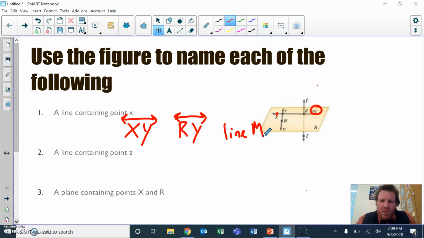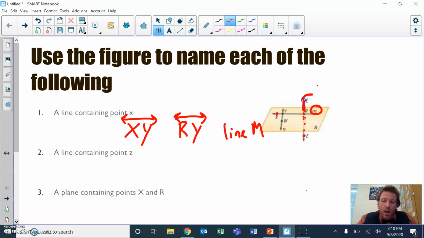A line containing point Z. If you see where point Z is located, that line that contains it is a dotted line all the way up through to where it becomes solid. And the reason why it does that is because it's trying to show depth. It's trying to show that that line is actually entering and exiting the plane itself. So that means Z is not really on that plane. And that's okay, but it is a part of that line.